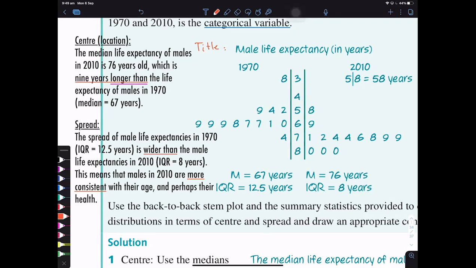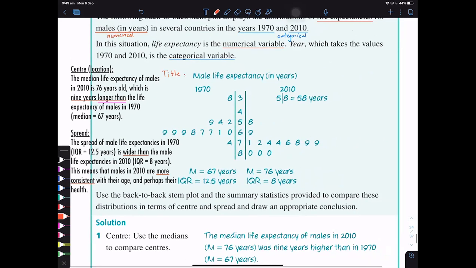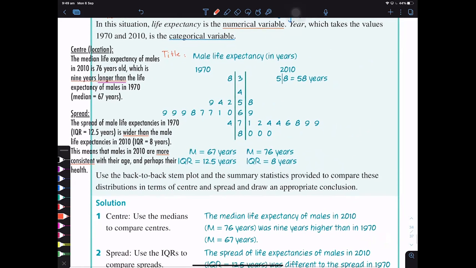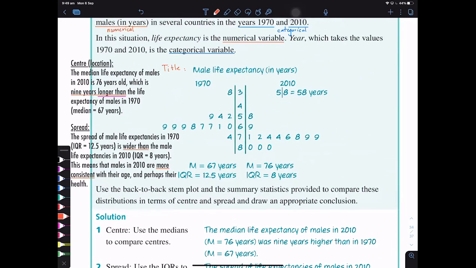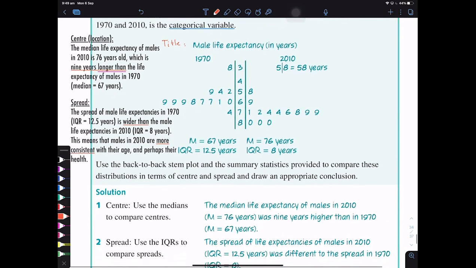So that's what we're comparing when we talk about spread. Is it more consistent or less consistent? Is it wider than or more narrow than? And notice how I include numbers as well. I included those values of IQR as 12.5 and IQR as 8 years. So see how when we compare the center, it's different to how we compare the spread, just by slight differences in language and the ideas.